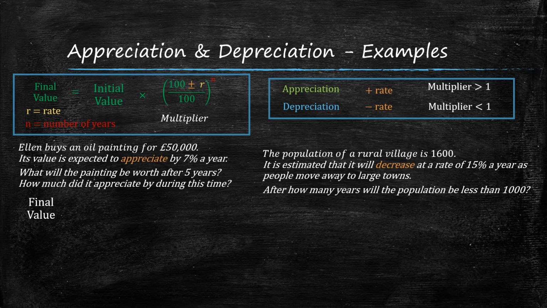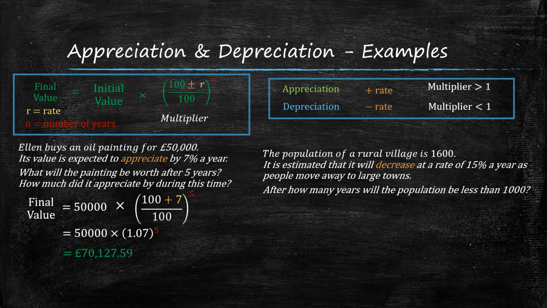Okay, let's use our formula. Final value equals initial value, that's 50,000, times our multiplier. And as this is an appreciation question, we will be adding our rate. Our multiplier needs to be greater than 1. So that's 100 plus 7 over 100, all raised to the power 5, because 5 is the number of years we're calculating this appreciation for. This gives us 50,000 times 1.07 for our multiplier, raised to the power 5. Now that's good. Our multiplier for appreciation has to be greater than 1.